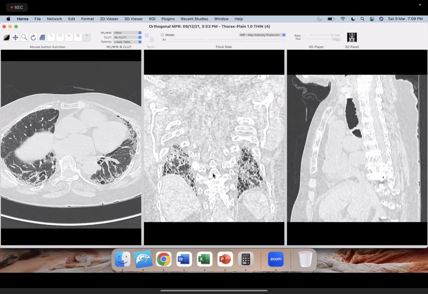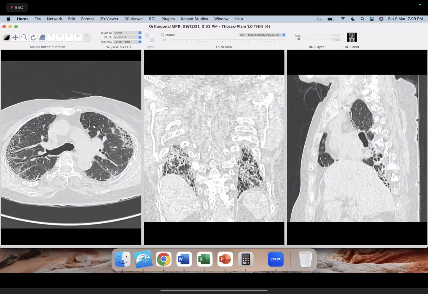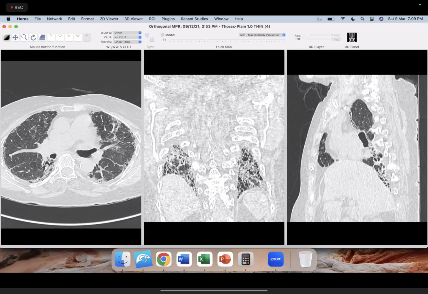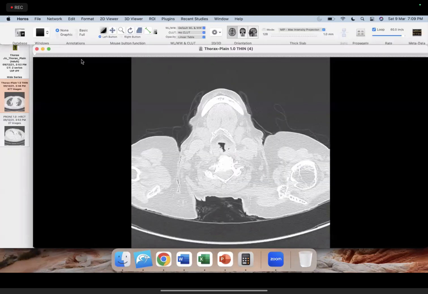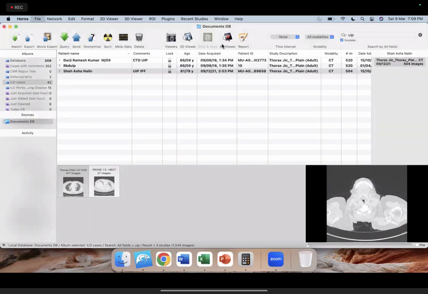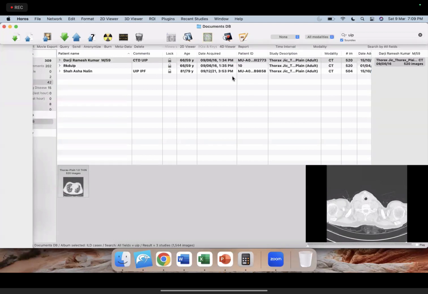What is UIP and what is IPF? So that is the importance of this case, and of course, then you will have to look for any superadded complication or other thing also. So now, having understood this part of UIP, let's try to look at this case.